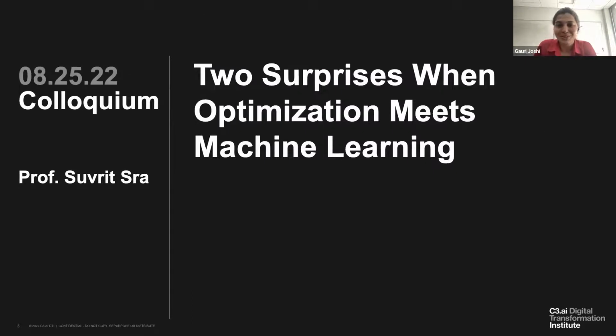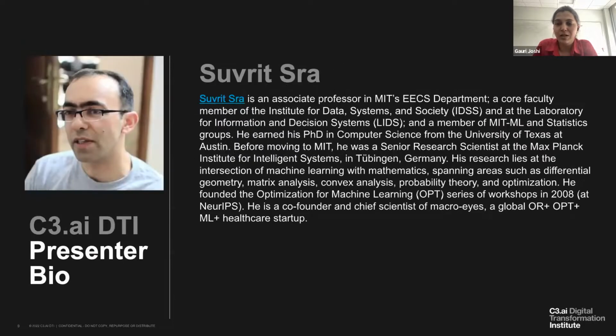So without further ado, today we are very happy to welcome Professor Suvrit to share his research with his talk entitled Two Surprises When Optimization Meets Machine Learning. Professor Suvrit is an associate professor in MIT EECS. He's a core faculty member in IDSS and LIDS. His research lies at the intersection of machine learning with mathematics, spanning areas such as differential geometry, matrix analysis, convex analysis, probability theory, and optimization. He founded the Optimization for Machine Learning series of workshops in 2008 at NeurIPS, and he is also a co-founder and chief scientist of MacroEyes, a global OR plus optimization plus ML healthcare startup.